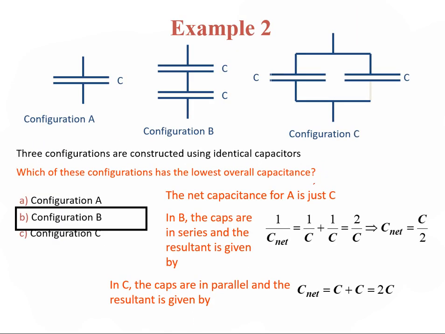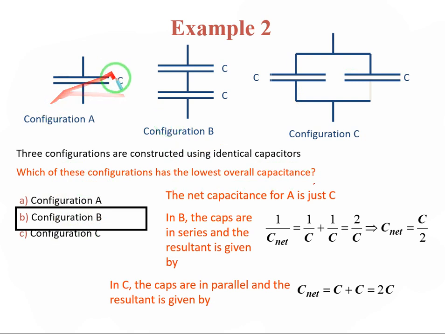So let's come to the next example. We have three configurations A, B and C. A is a simple single capacitor configuration. B has two capacitors in series, and configuration C has two capacitors in parallel. The question is: three configurations are constructed using identical capacitors, meaning C1, C1, C1, so all capacitor values are the same. Which of these configurations has the lowest overall capacitance?